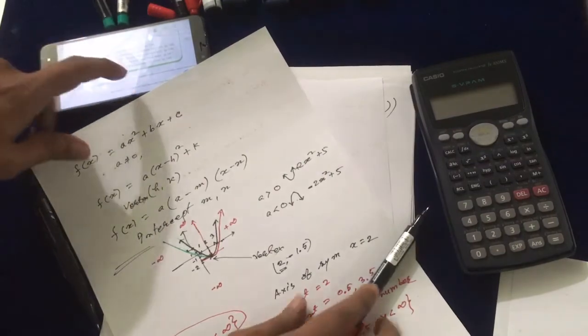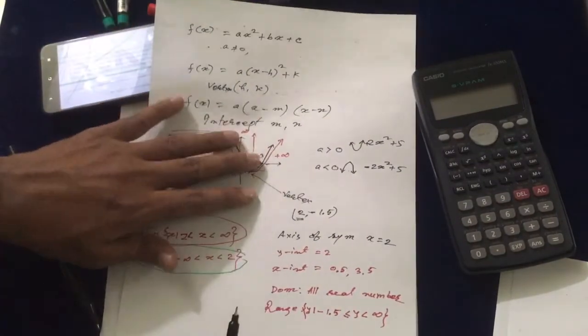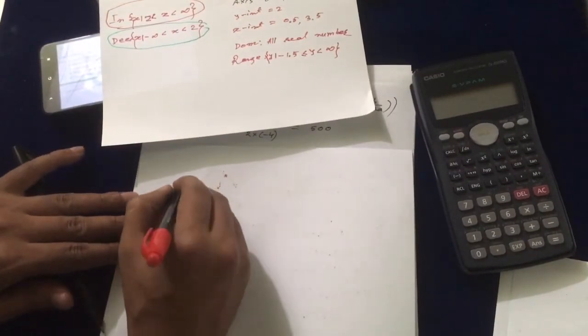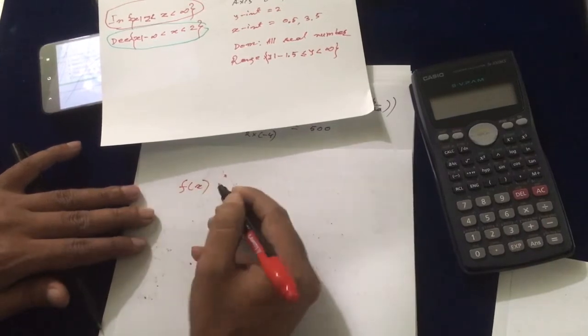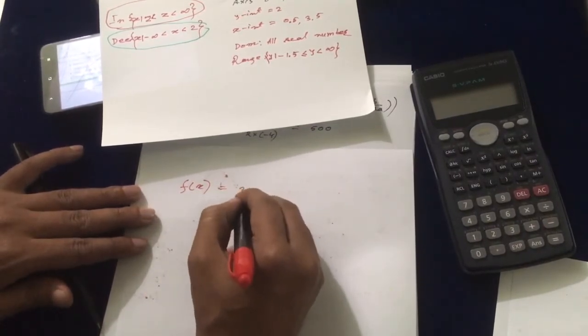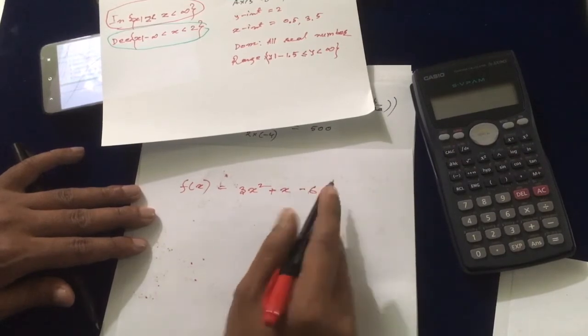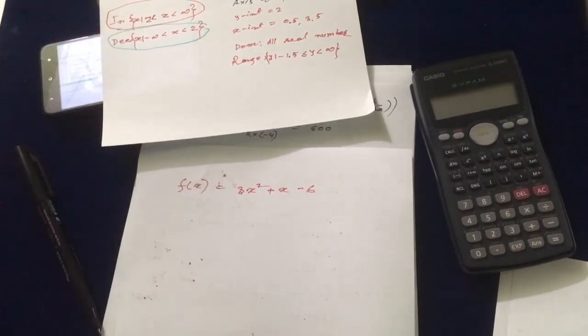Now you can answer if the graph is given. Now suppose the graph is not given, and some other function is given. So what about that? Say f(x) equals 3x squared plus x minus 6. Suppose this question is given. Now how can you find increasing, decreasing, domain, range, x-intercept, y-intercept, vertex? How can you find it?